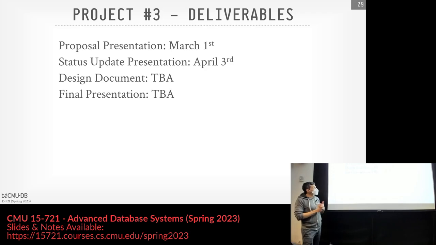The deliverable for next Wednesday in class will be a five-minute presentation about what your project is going to be about. This is just forcing you to think about what it is you want to do. Then there'll be a status update presentation in the first week of April. Instead of saying you're going to do this in March and then disappearing for 2 months and trying to do something 1 week before it's due, it's a forcing function for you to show the class what you've done. And then the final design document and the final presentation will be done whenever we have our final exam.